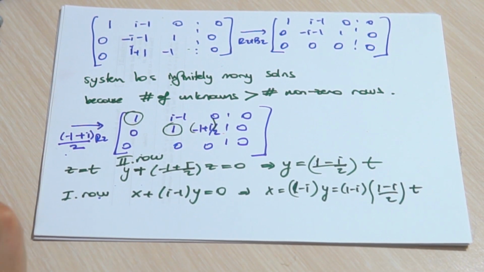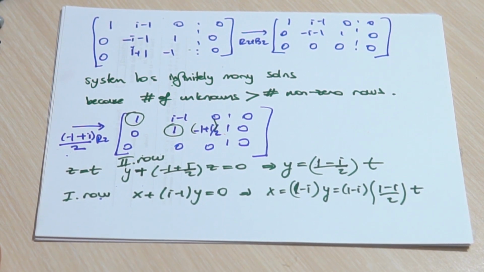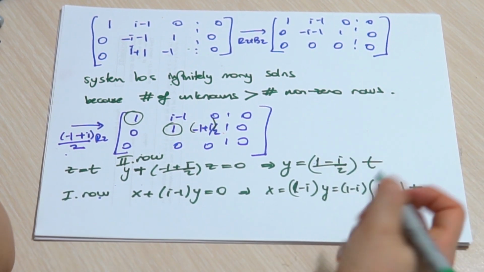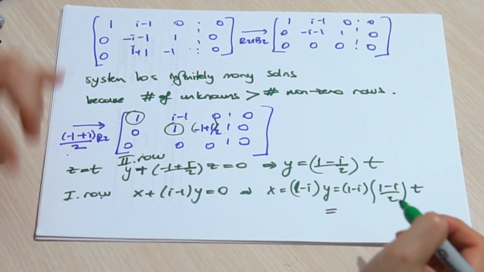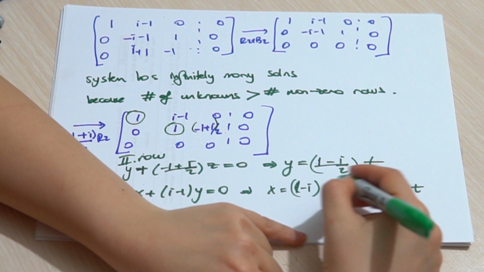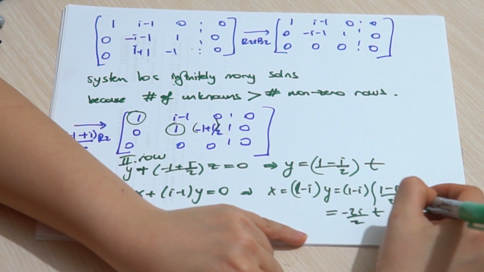Let's look at the 1 minus i. 1 minus i squared should be equal to 2i minus 2i over i t. This is equal to minus i t.